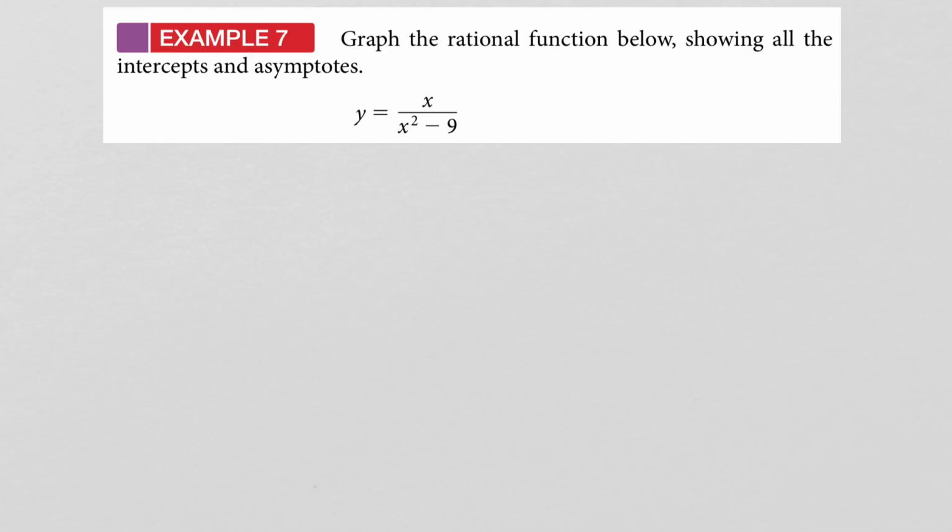All right, so for this next one, a little bit more complicated denominator here. Graph this rational function. So again, to find the x-intercepts, you're just going to let y equal 0, which means just take the top of the fraction and set it equal to 0.